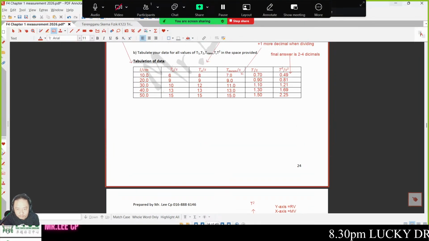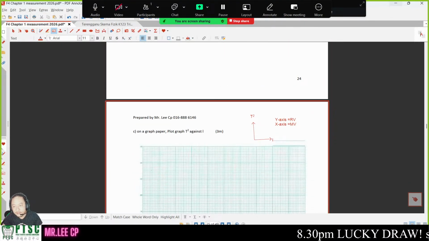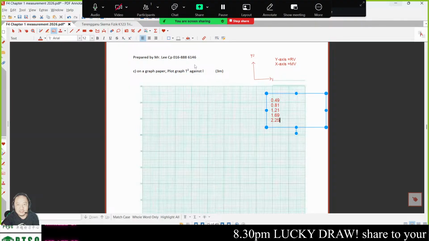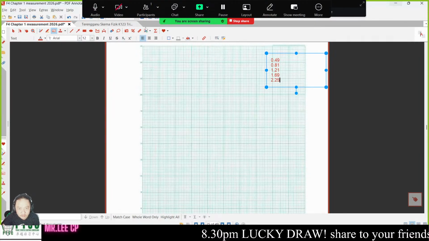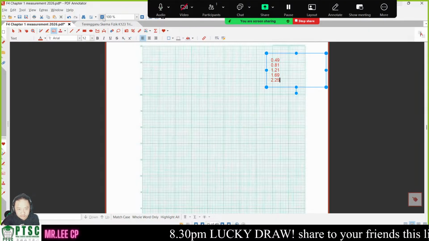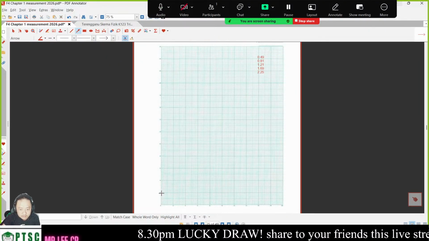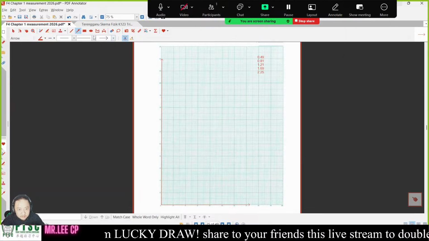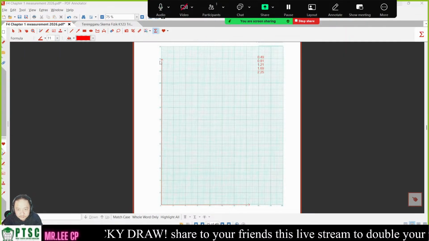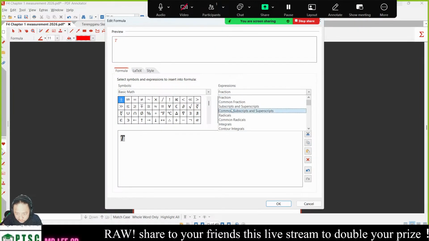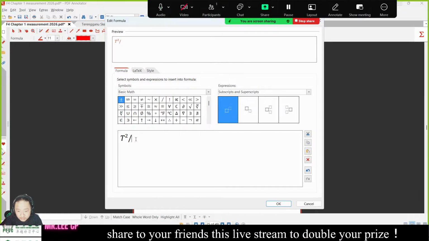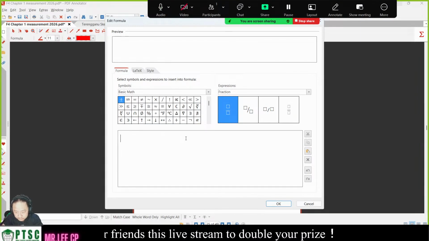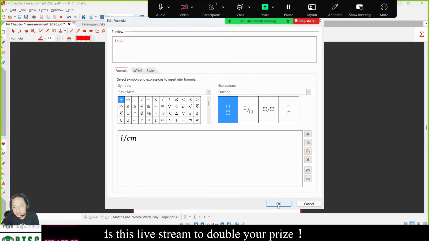Okay, now from 10 to 50, this is the time, t square. Okay, so I put it to here. I want to tabulate the data, and then I want to draw the graph, T square against L. Okay, first of all, I want to make it smaller first, easier. So here, this is my y-axis, which is t square. This is L. T square, no need to write anything because what is t square is already in the question, right? Unit has to be in second square, and then this is L in cm.